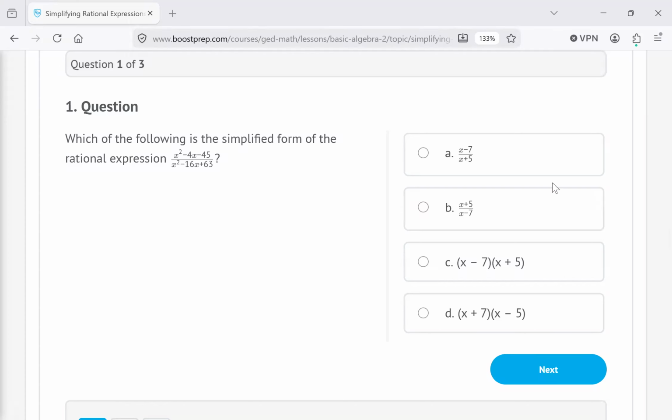Hello, in this math video, I will do a GED math video regarding simplifying rational expressions. Rational expression basically means a fraction. So if you see anything in fraction form, we're dealing with a rational expression. Just like the other video, I'm going to go over some rules before we do any of these problems. So go ahead and get out your notebooks. We're going to write some rules down.